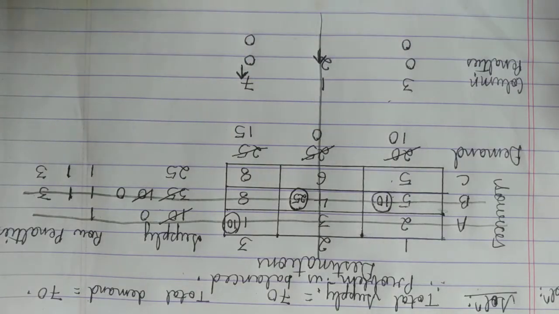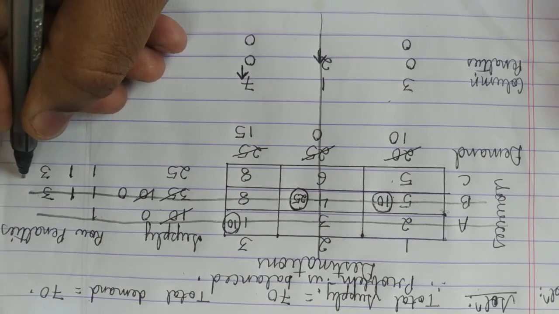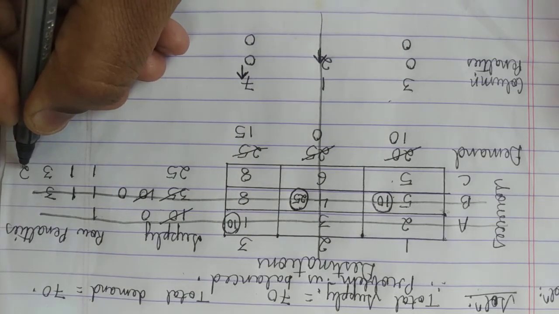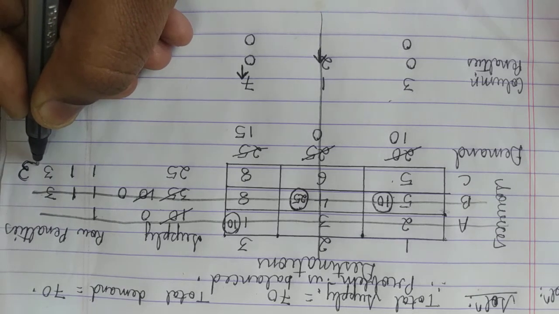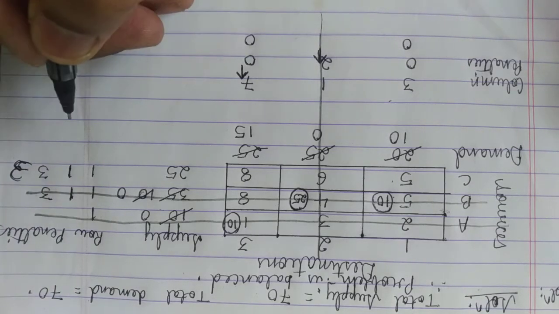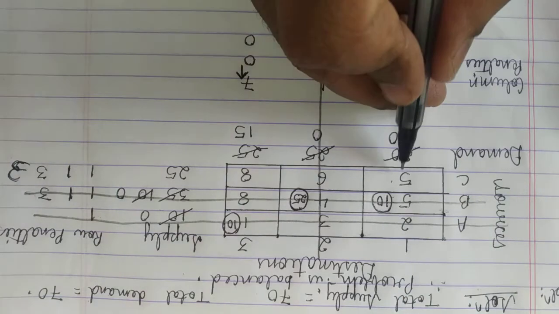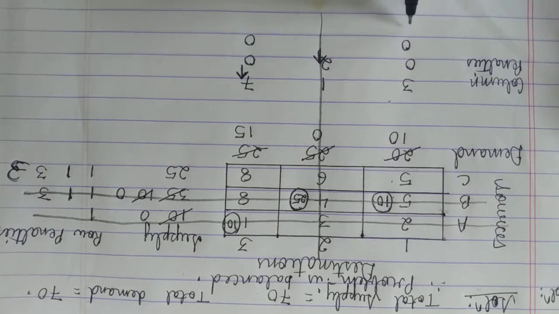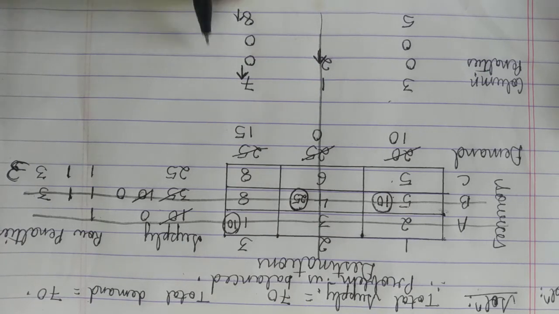Now again find a set of row penalties and column penalties. 8 and 5, what is the difference? 3. Sorry for the handwriting, I was writing 2 there instead. That is 3. Here the least and second least remain the same because there is no other option. So the highest penalty is this, allocate here first.